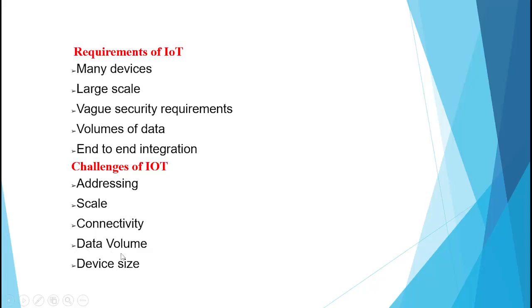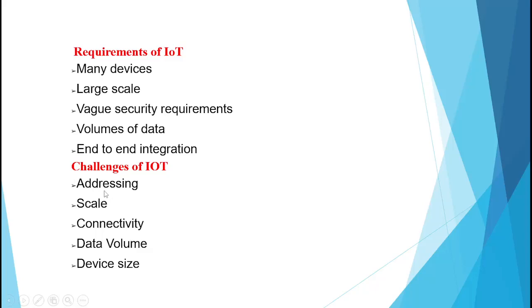Next thing is data volume. Data volume is how to transfer the data. That means flow of the data. When we get large number of data, then it may be tough to store the whole data. Next, device size. Device size means we cannot fit all the hardware in a single board. We are having solutions for these challenges also.